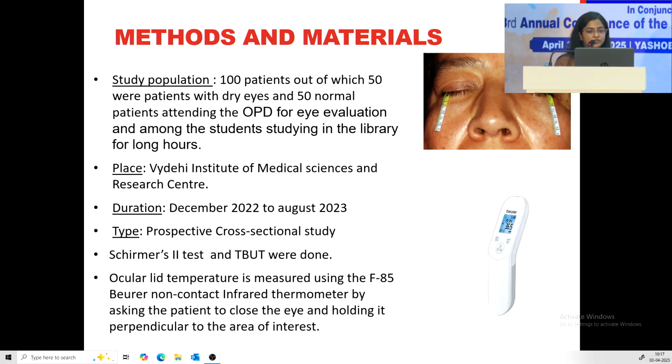Ocular lid temperature was measured using the F82 Beer's non-contact infrared thermometer by asking the patient to close the eyes, and the instrument was held perpendicular to the area of interest, about 1 to 1.5 inch away from the lid.